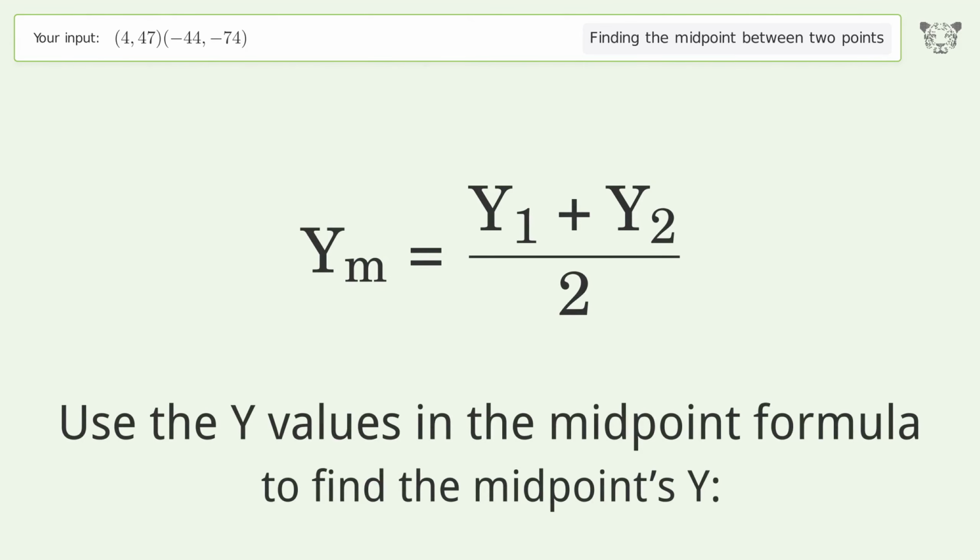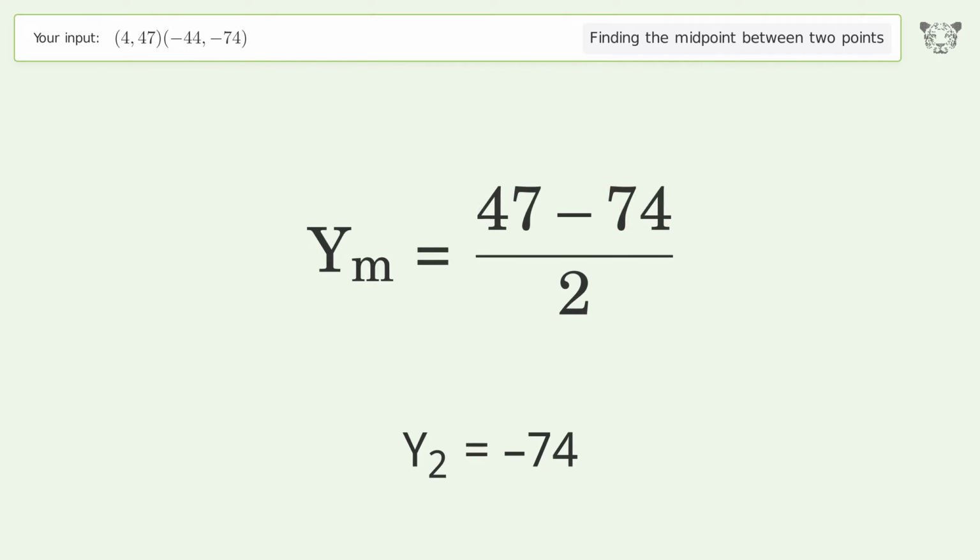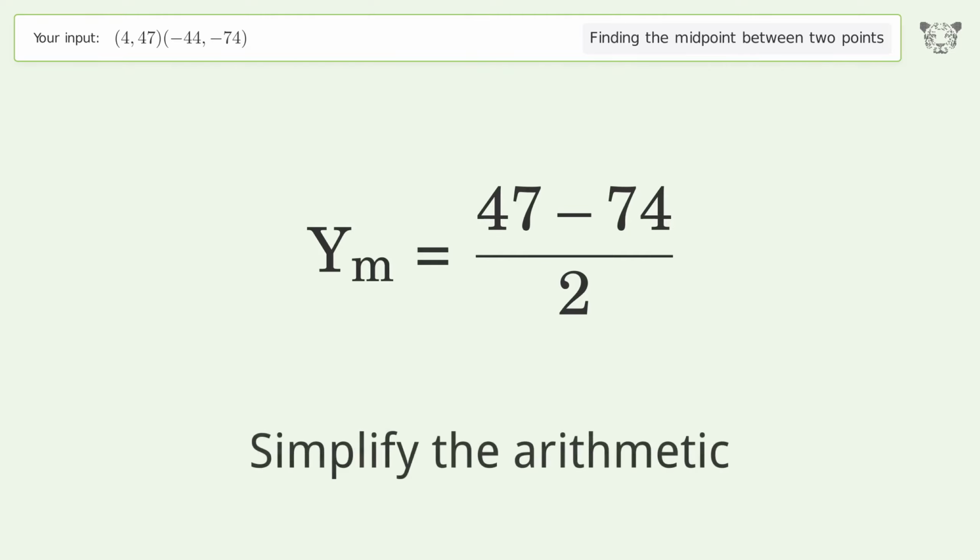Use the y values in the midpoint formula to find the midpoint's y. y1 equals 47. y2 equals -74. Simplify the arithmetic.